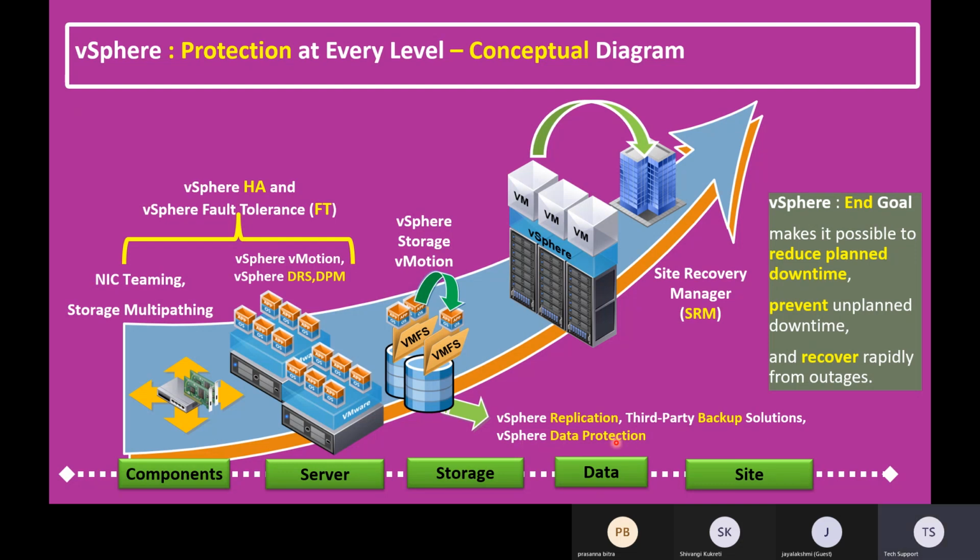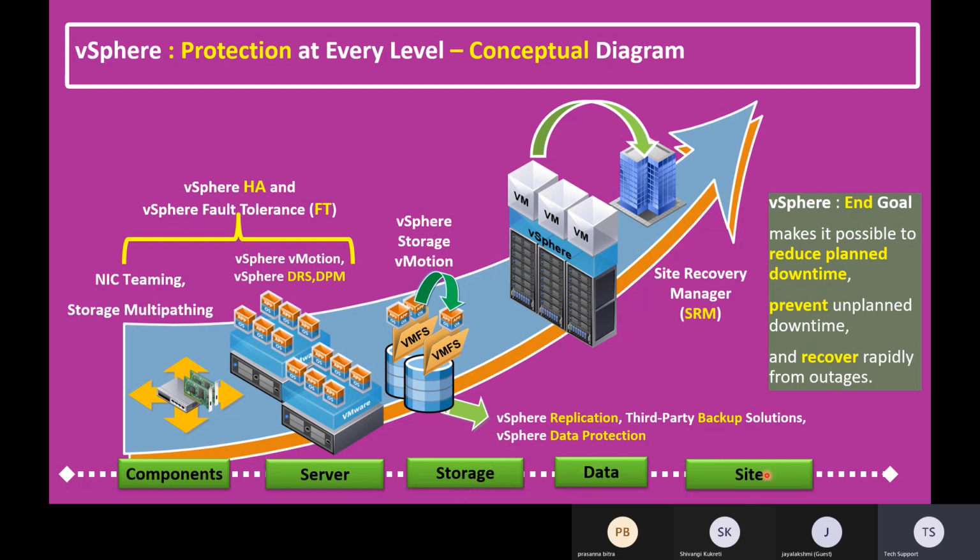So Data Protection is mainly used for backup, and Replication is mainly used for replication of data from one storage array to another storage array. That storage array can be in the same office or in a remote office. Okay, that is how we'll provide the protection on the storage level and data level.